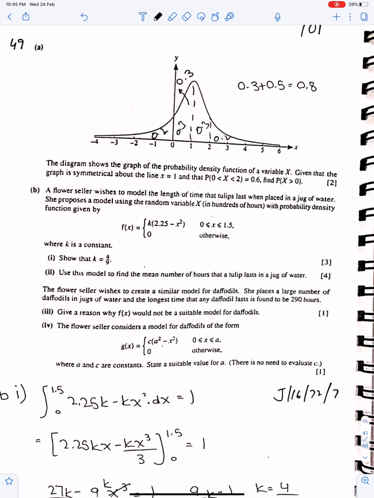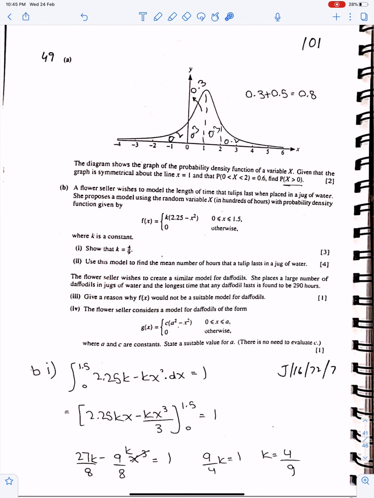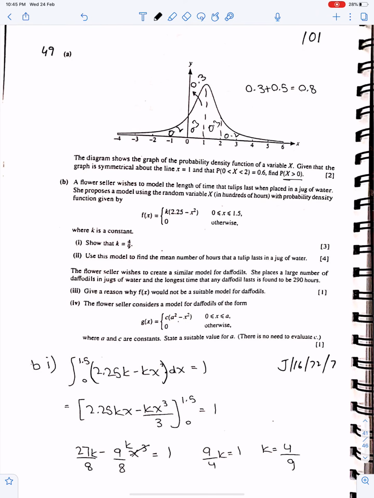Well, the question is find x greater than 0. This is so simple. This should be 0.8. It's here. Now the next part. A flower seller wishes to model the length of time that tulips last when placed in a jug of water. She proposes a model using the random variable x in hundreds of hours with a probability density function. Find k, simple, I'm leaving this. Find the mean, it's simple. Again, you can easily do this yourself.